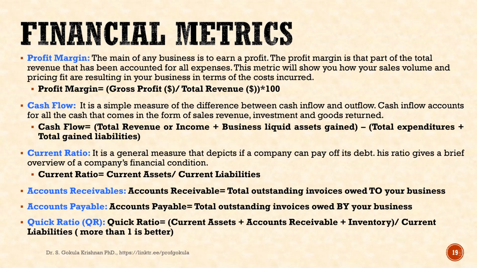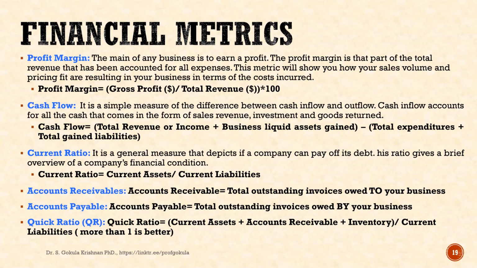So this is what it is. And current ratio is another important metric which will tell you exactly the overview of a company's financial condition, and it generally measures if a company can pay off its debt. This ratio will give you a brief overview, and ultimately, most of the time your company would be measured and attracted by the stakeholders in terms of investment based on the current ratio. Current ratio is equal to current assets divided by current liabilities.